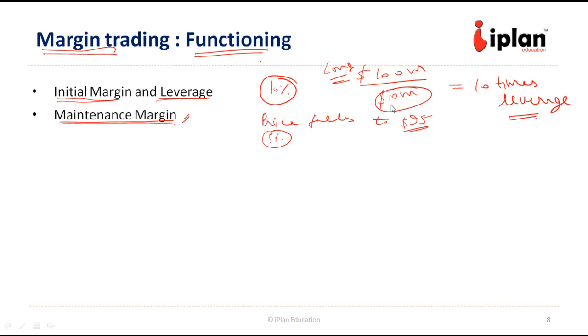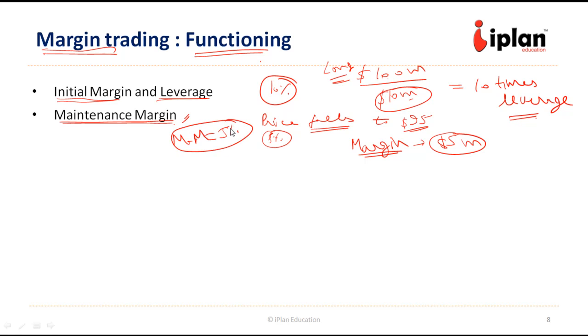He has already given 10%, which is $10 million. His margin will fall to 5 million because of the 5 million loss which he has incurred due to this price fall. So if the maintenance margin is 5%, for example, then he will get a margin call at this point. He has already lost 5 million and the minimum margin which has to be maintained is 5 million.